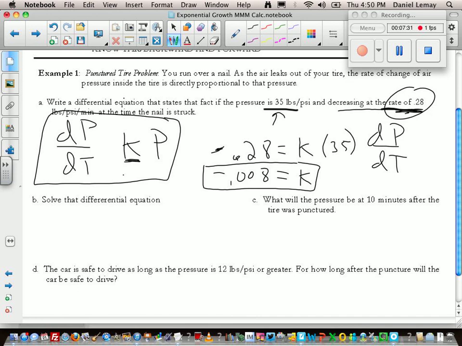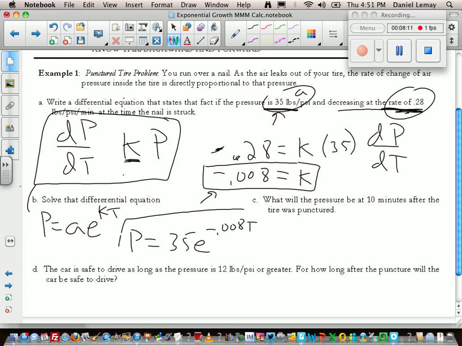Now they want us to solve this differential equation. Well, if we just jump to that shortcut, I can say that pressure equals some initial value times e to the kt. So there's a general solution. Now we can also get a more specific solution. We already know k from what they told us, and we already know A because it starts at the full 35 pounds. So P equals 35 times e to the negative 0.008t. Okay, so there's a specific solution.